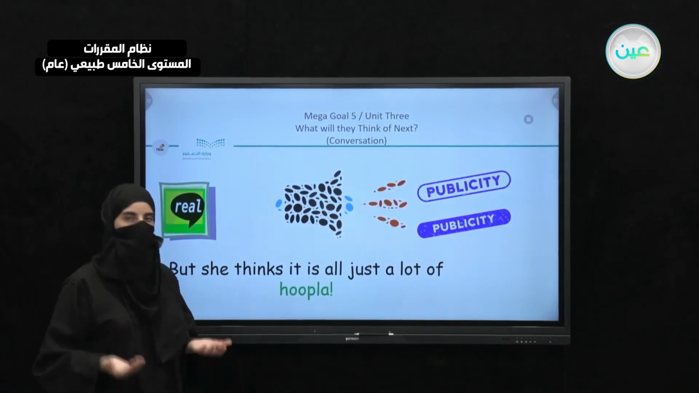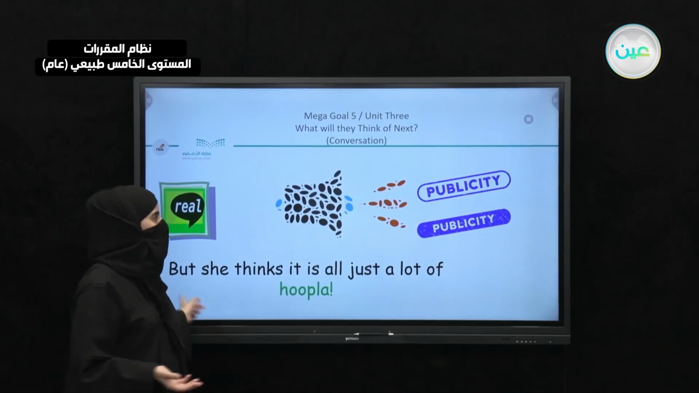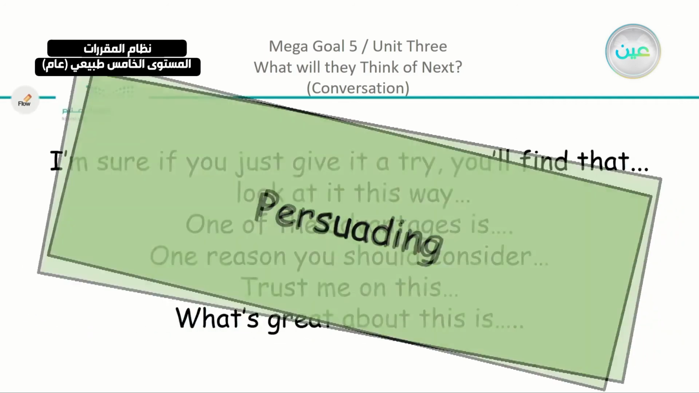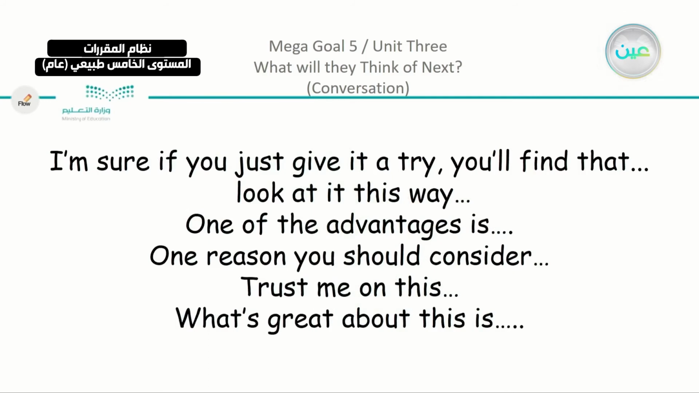And he was trying to convince her of something. So that's why we have here persuading as the main topic of the conversation. Persuading means that you are trying to convince someone by the idea or the point of view that you have, and you are trying to make him do, or make her do, for example, or make him change their minds towards something.